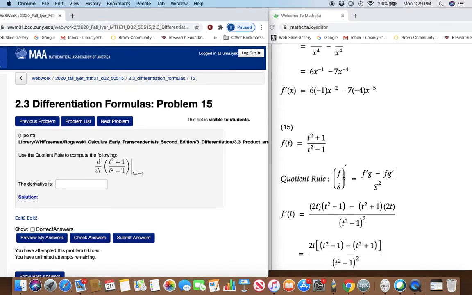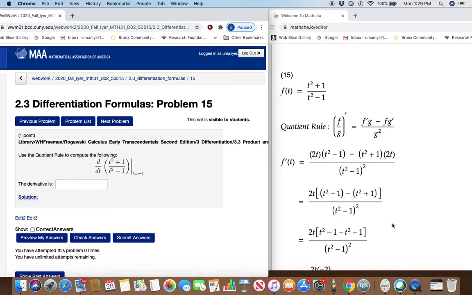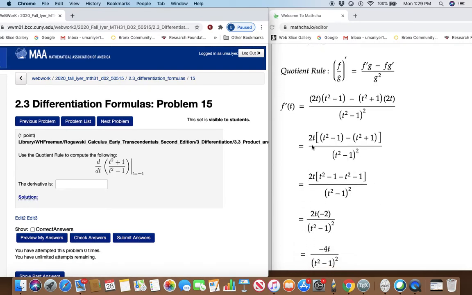That calls for quotient rule. F over g, derivative is denominator squared, derivative of the numerator, denominator as it is, minus numerator as it is, derivative of the denominator. So going forward, take the square of the denominator as it is. Derivative of the top, 2t, denominator as it is, minus top as it is, derivative of the bottom, 2t. So notice 2t is common here. Bring it out. What's left? t squared minus 1 minus t squared plus 1.